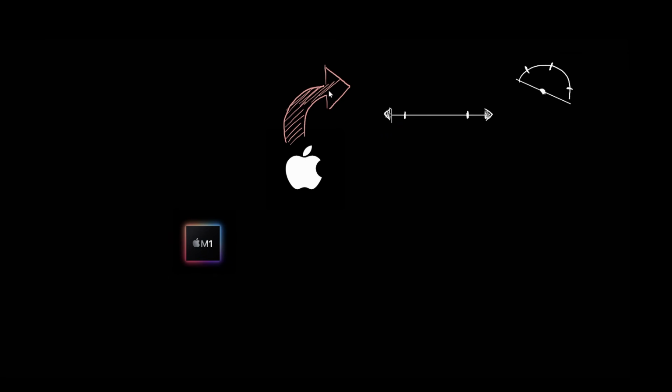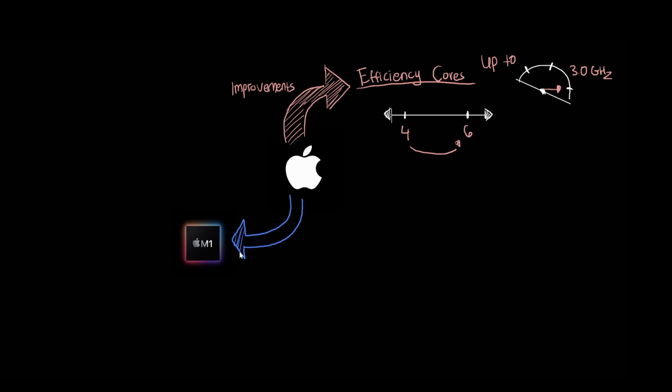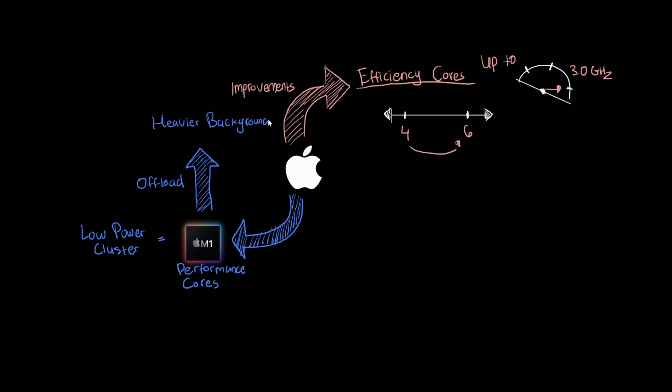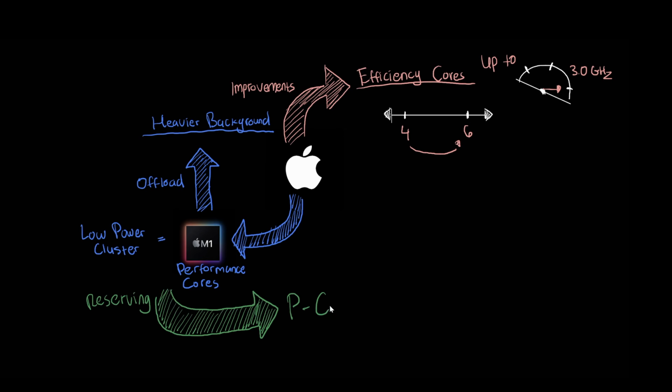Apple also made substantial improvements to the efficiency cores. Beyond increasing the count from 4 to 6, these cores now clock up to 3 GHz. This places the low-power clusters at performance parity with the original M1's performance cores, allowing the OS to offload heavier background tasks while reserving the P cores for active threads.